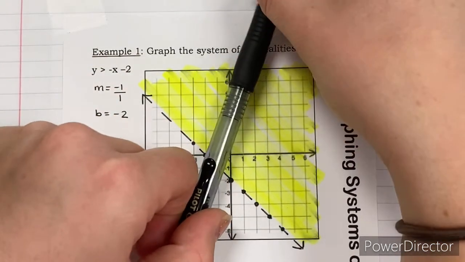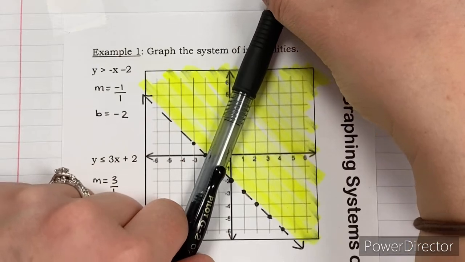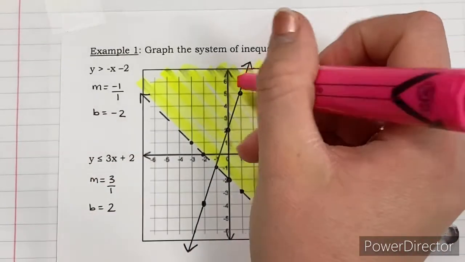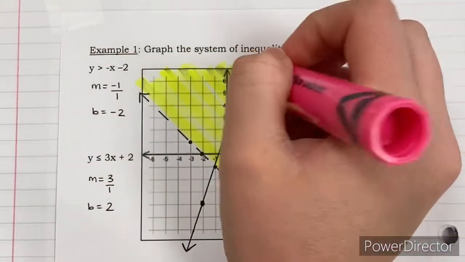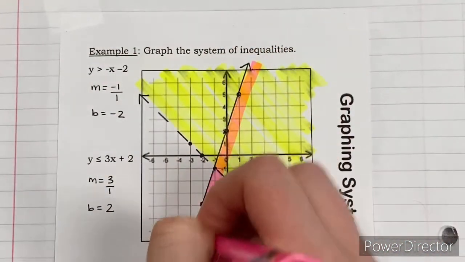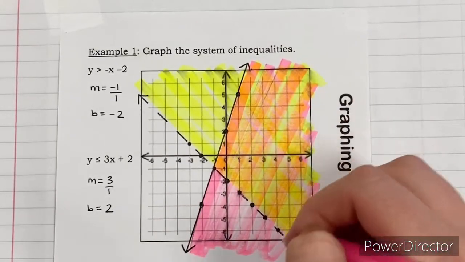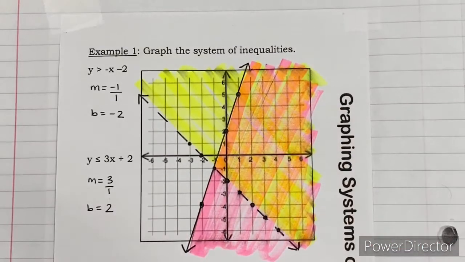So this line right here where my pen is, I need to shade everything less than that. So that's going to be on the bottom side of this line. Notice I'm using a different color highlighter, and I'm going to shade everything on the bottom of this line.